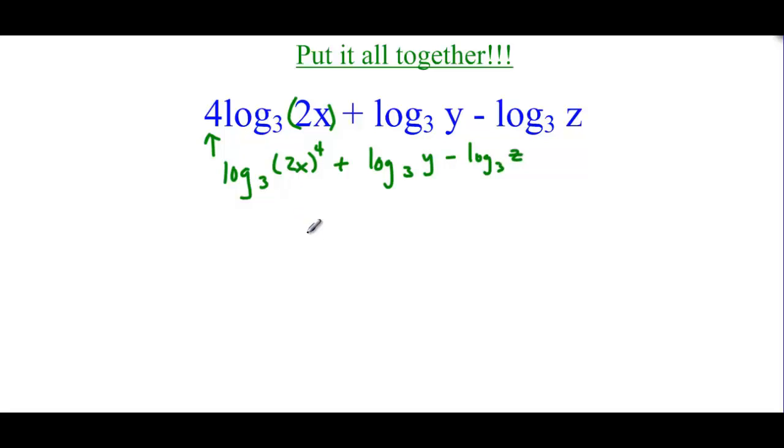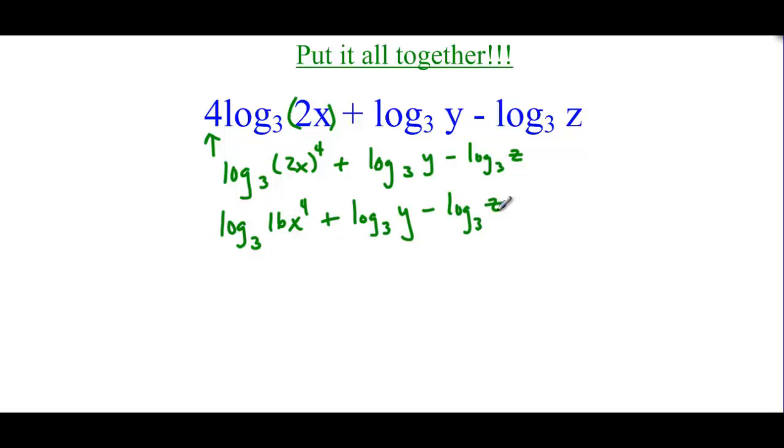Don't worry about taking lots of steps to do this. Sometimes students go way too fast, try to do too much, and they miss something. So I'm going to take it a little bit slower on the notes. Now I'm going to simplify this. 2x to the 4th, well 2 to the 4th is 16, x to the 4th is x to the 4th. Plus, and I'm just going to rewrite everything else. Log base 3 of y minus log base 3 of z.